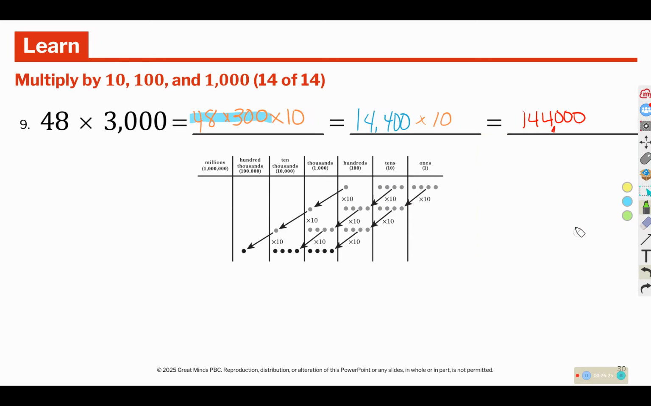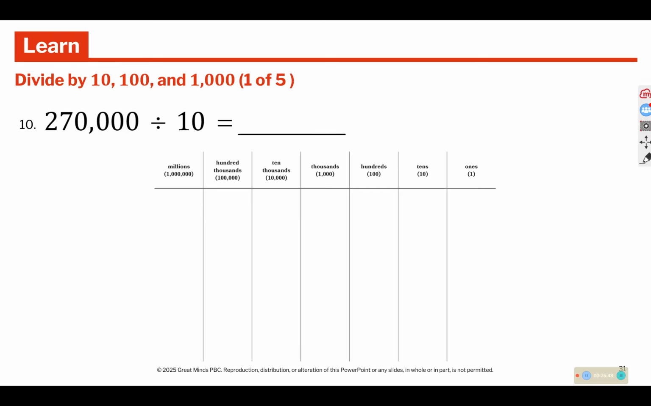Here you can see the answer to problem 7, then problem 8, and now we have the answer to problem 9. The 1 is in the hundred thousands position. Number 10 uses division instead of multiplication. How does the process change when we divide by 10 rather than multiply by 10?